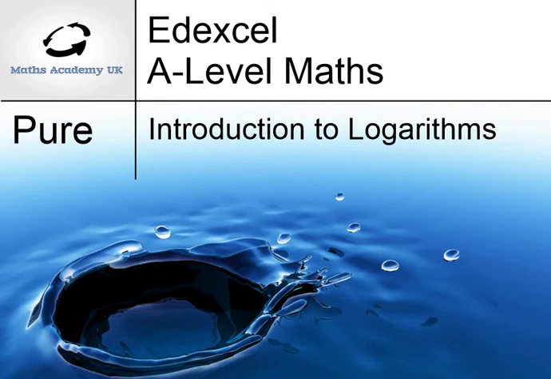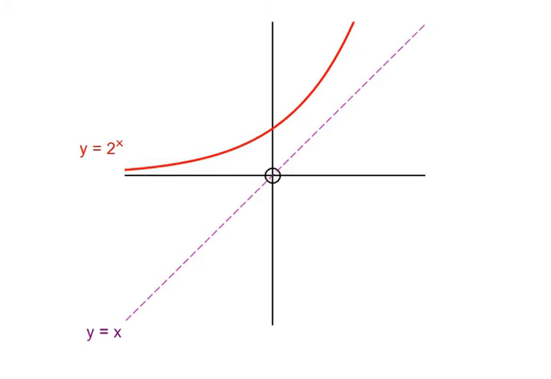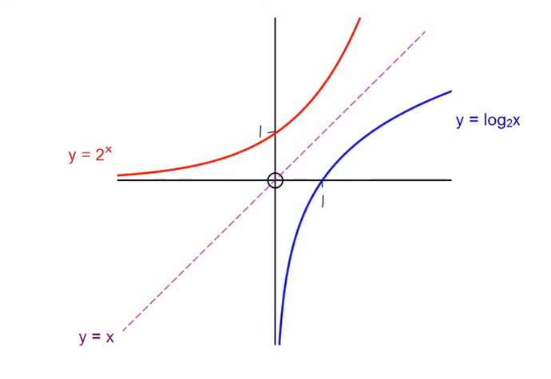An introduction to logarithms. So we have an exponential graph, 2 to the power of x, where the base is 2. The line y equals x. We're going to reflect the exponential graph in the line y equals x. The resulting graph is called the log graph to the base 2.